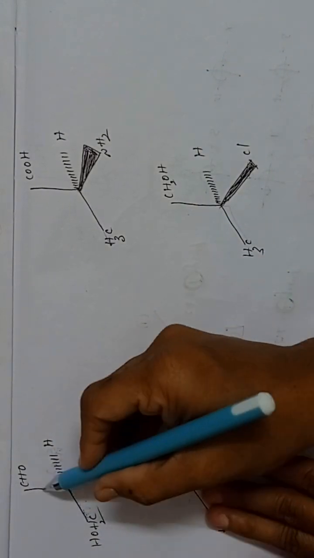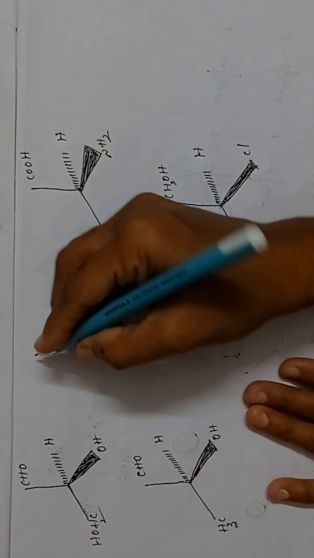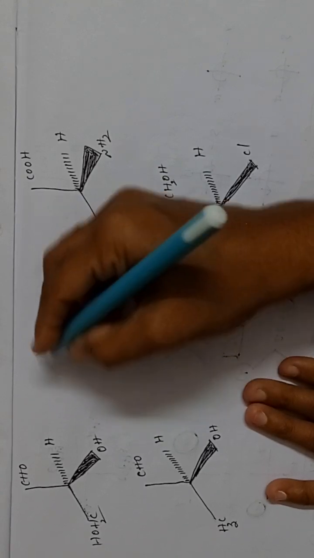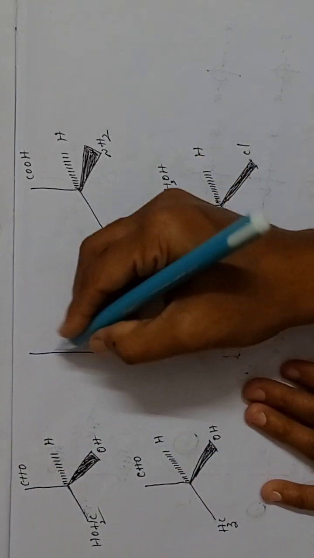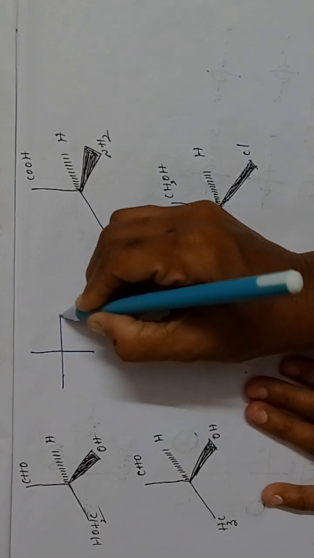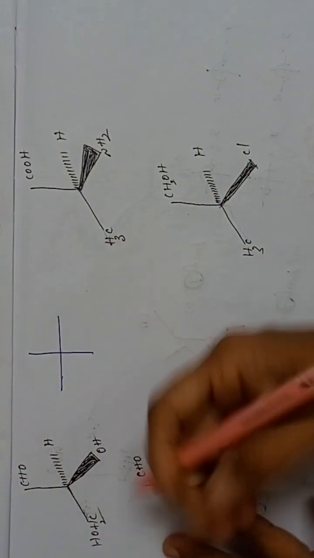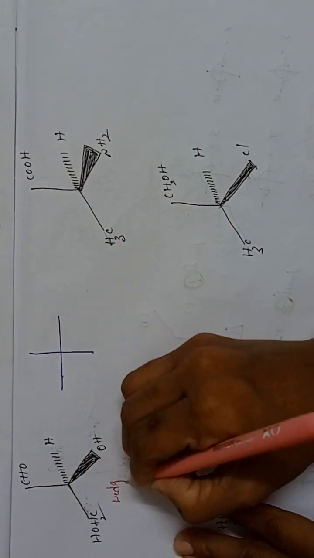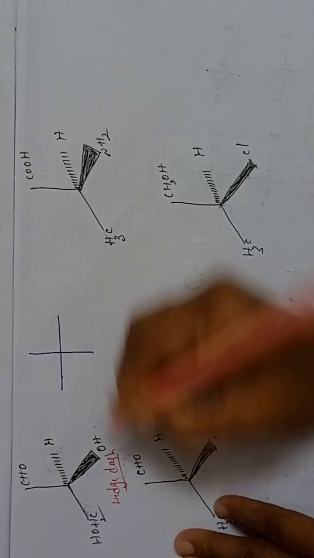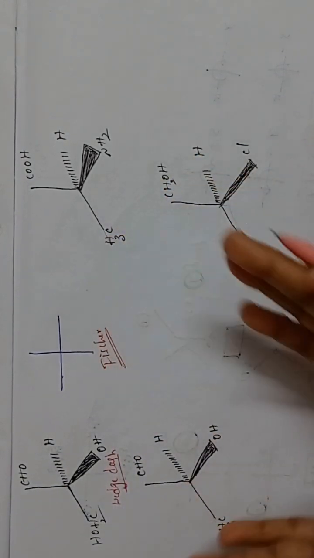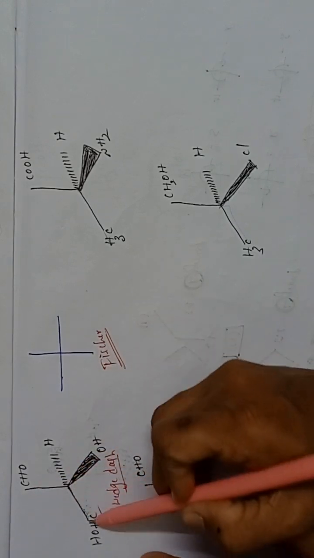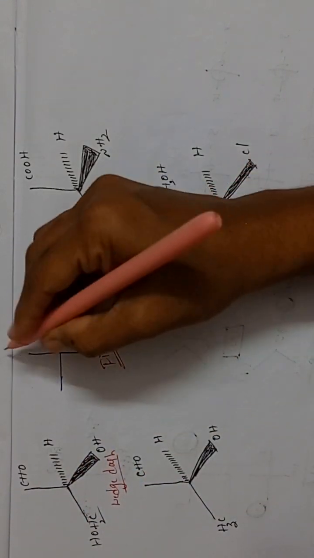So what you have to do: these two thin lines, first you have to write on the vertical line. These two thin lines you have to write as the vertical line. Okay, this is the horizontal line. Understanding? Which formula is this, students? The Wedge-Dash formula. We are converting it into a Fischer structure. Understanding? We are converting into Fischer. So these two thin lines you have to write on the vertical line.